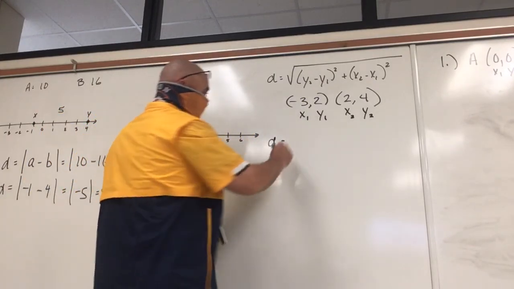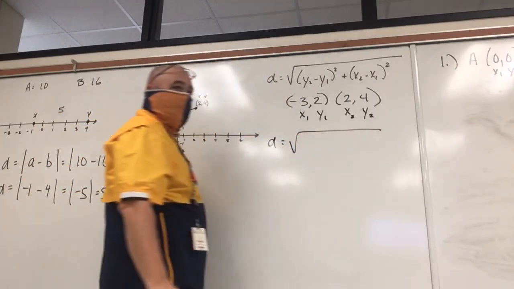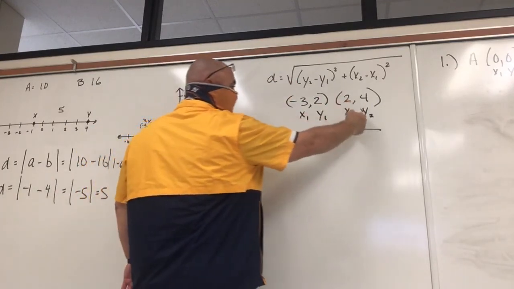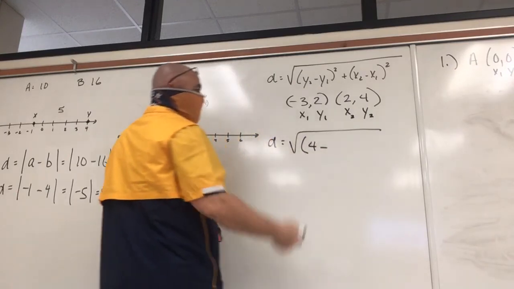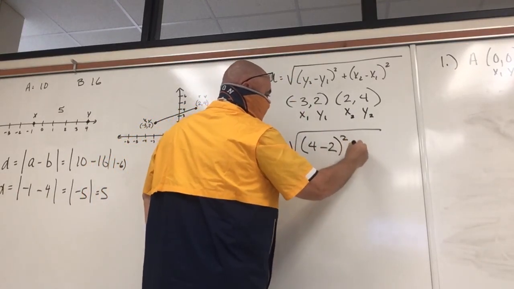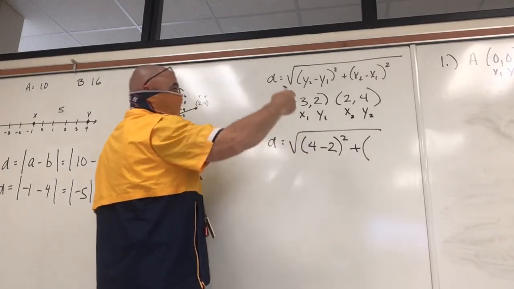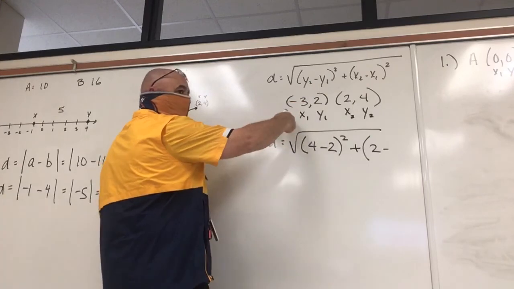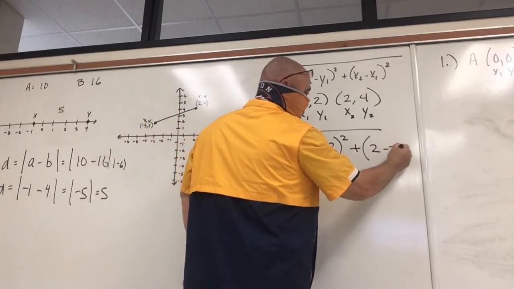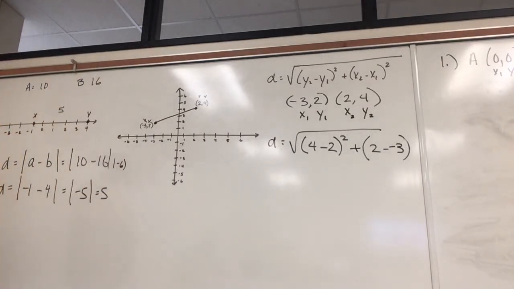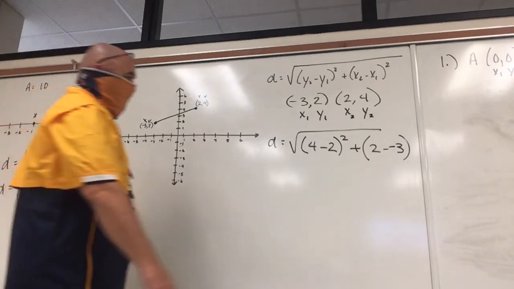D equals radical. That radical means square root. Y2 is 4 minus Y1 is 2, squared, plus X2 is 2 minus X1 is -3. Correct? I got all those in right? Okay, here we go.